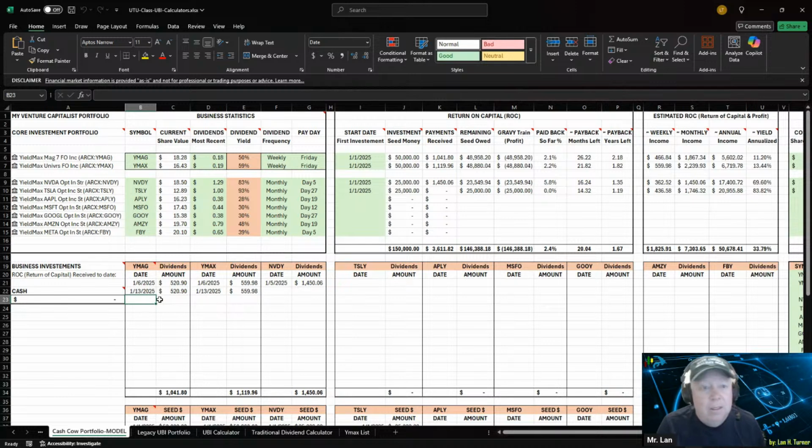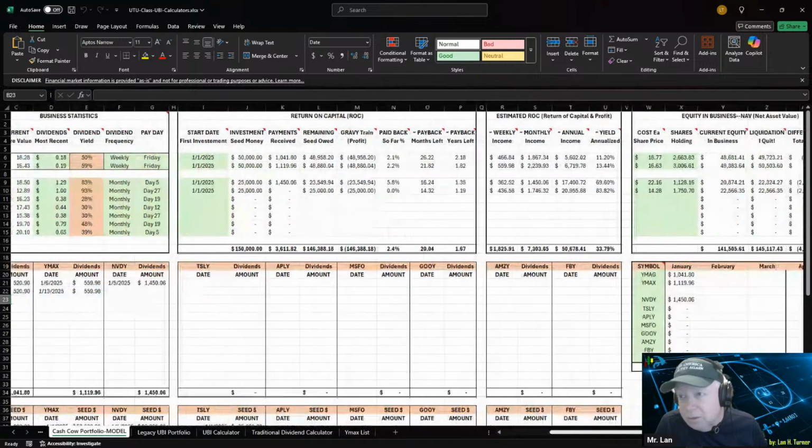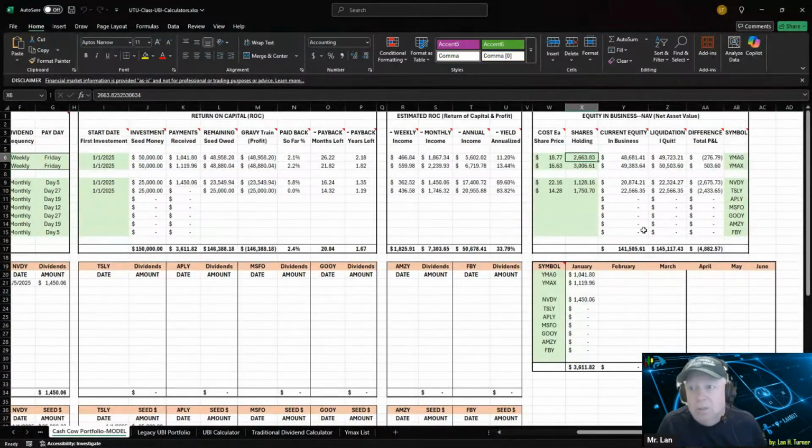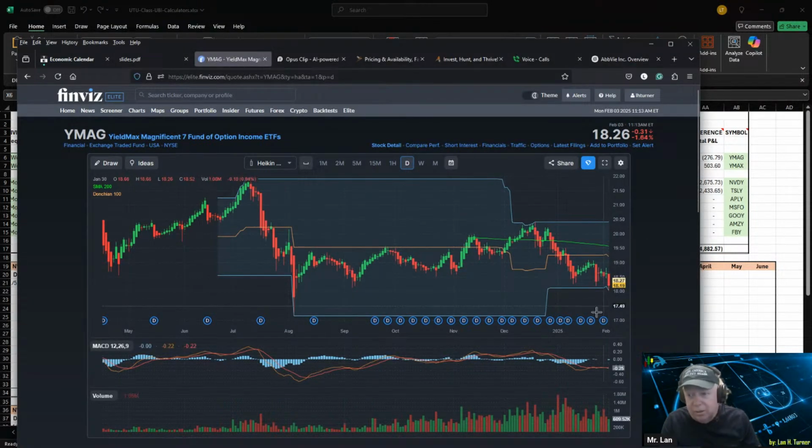YMAG shares. How many shares do we have? Where's my number of shares? Dividends, that's way over here. Oh, it's off the screen. Shares holding. So we are holding 2,663 shares. So 2,663 shares times, what did we say? 19 cents. 0.19 equals, that's $505.